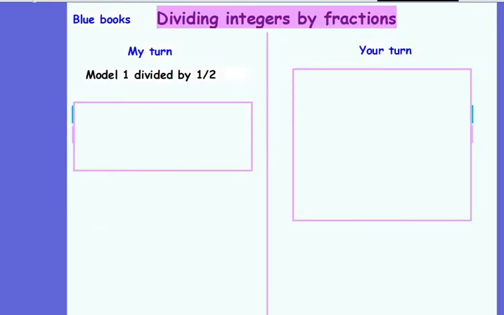Okay, Year 7, in your dark blue books for me, can you give me the title Dividing Integers by Fractions? Then I'm going to go through an example and then you're going to do an example. So pens down, eyes on me for the first example.